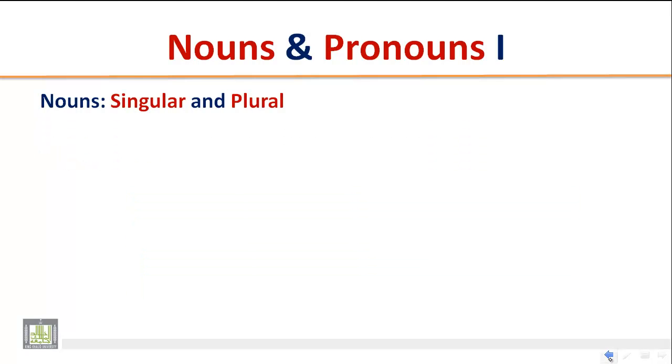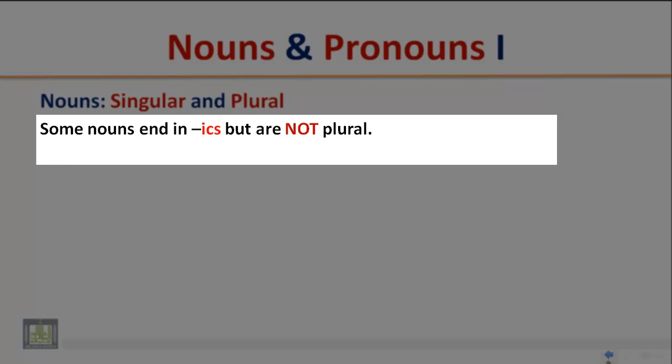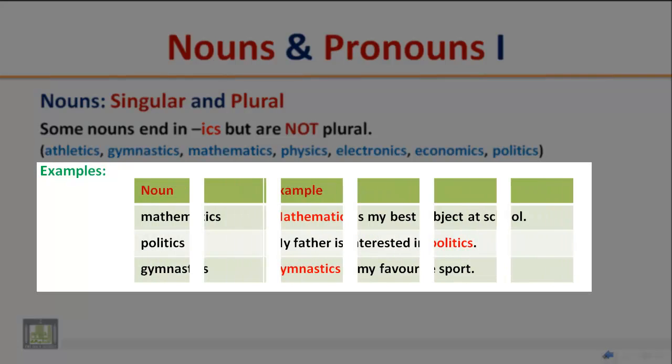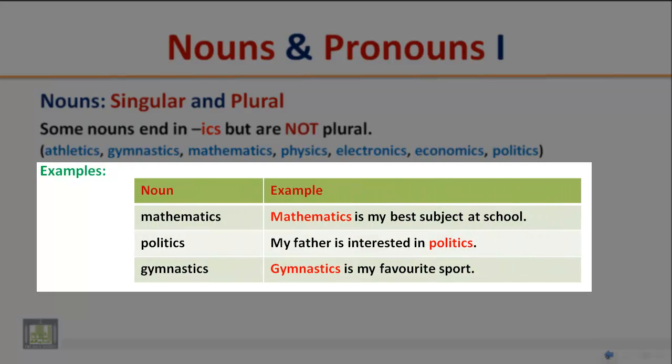Nouns, singular and plural. Some nouns end in ICS but are not plural, such as athletics, gymnastics, mathematics, physics, electronics, economics, politics. Examples: mathematics. Mathematics is my best subject at school. Politics. My father is interested in politics. Gymnastics. Gymnastics is my favorite sport. Notice here that the word gymnastics is singular. It is followed by the verb is.